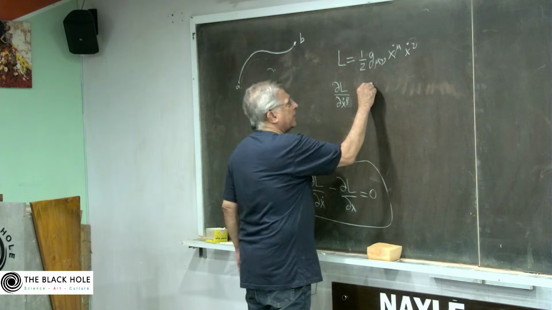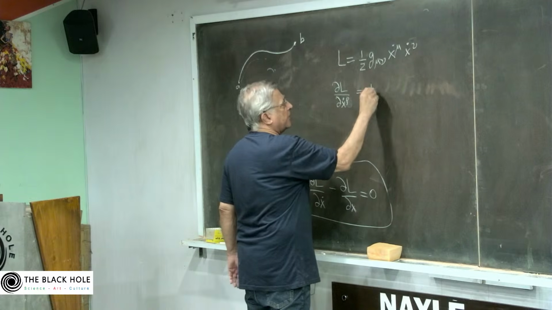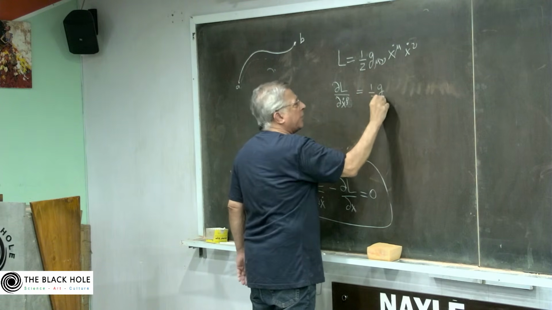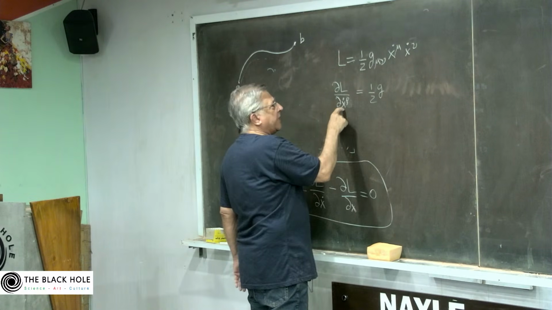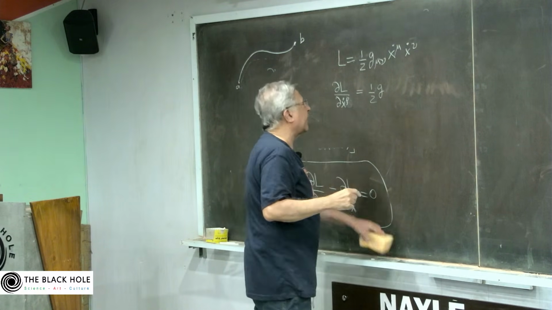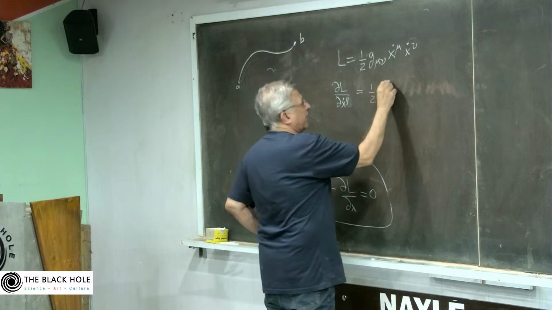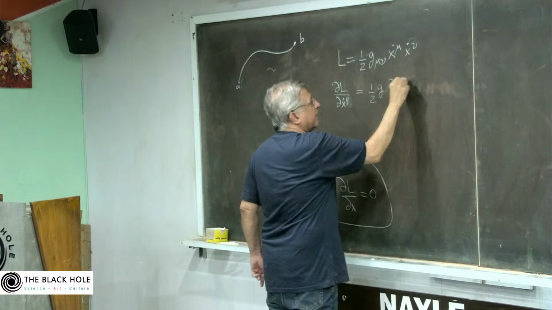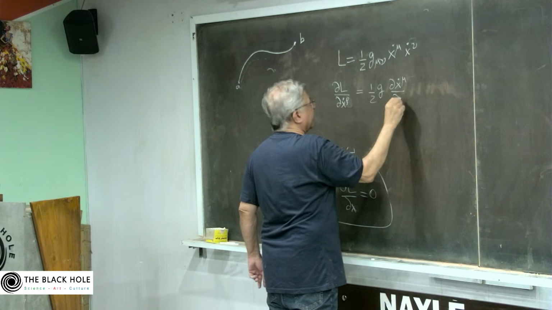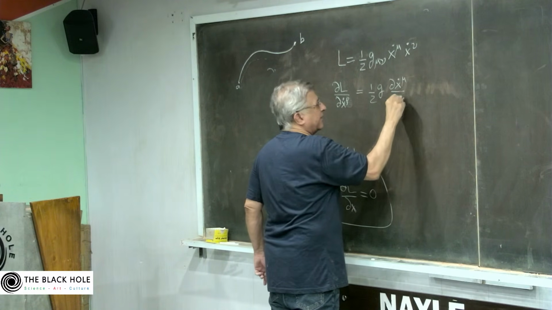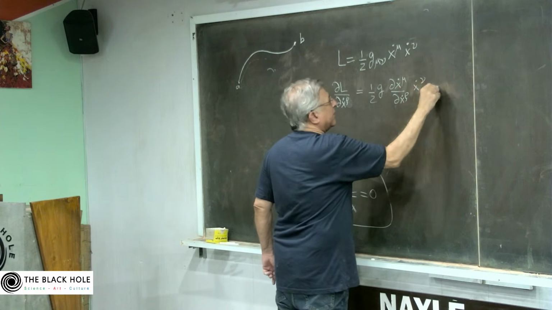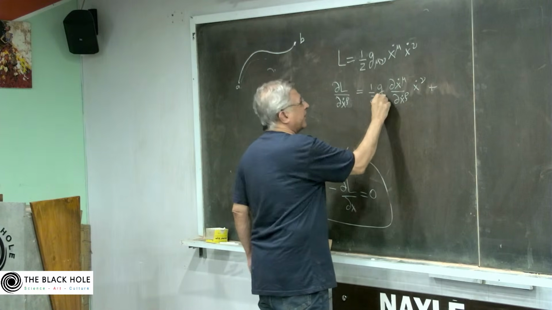So what will this be? This will be half g mu. So d by d, so this since we are doing this for the first time, I will do it with complete detail.